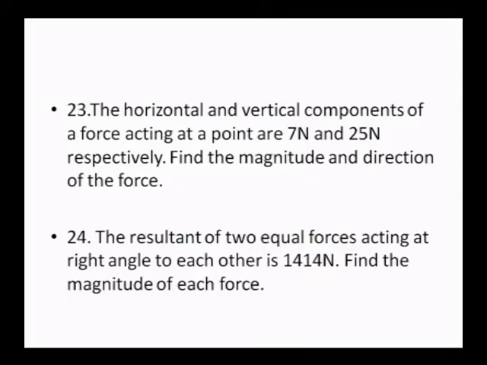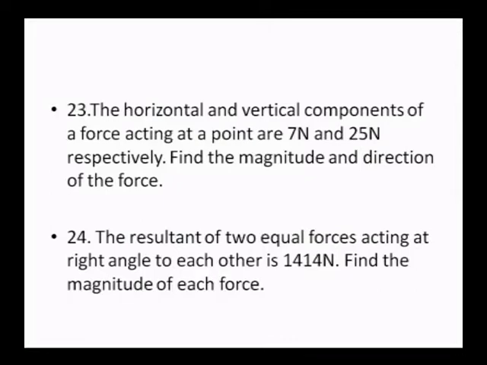The horizontal and vertical components of the force acting at a point are 7 Newton and 25 Newton respectively. Find the magnitude and direction of the resultant. So, one is the horizontal, another is the vertical. You can take the first one as P, which is the horizontal force, equal to 7 Newton. Another force is Q, which is the vertical component, 25 Newton.